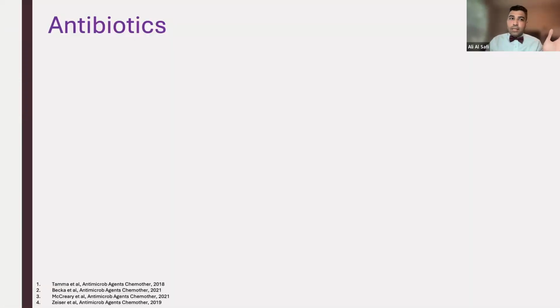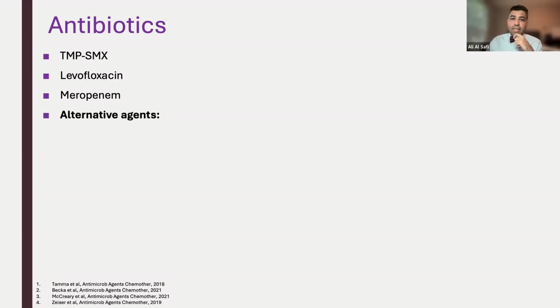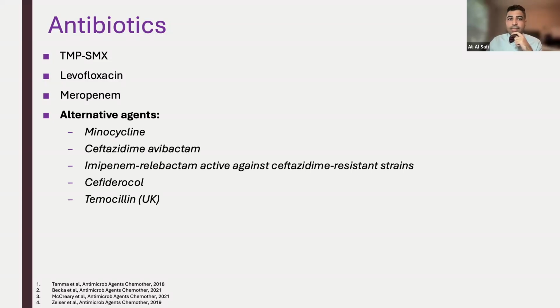So what antibiotics can we use for Burkholderia? As we mentioned earlier, we can use meropenem, levofloxacin, and Bactrim if susceptible. But if we're facing resistance or issues with antibiotic intolerances or allergies, we can use certain alternative agents like minocycline, ceftazidime avibactam, imipenem, cefiderocol. Temocillin is not available in the United States, but can be used in the United Kingdom. So that's what we use in Burkholderia species complex.